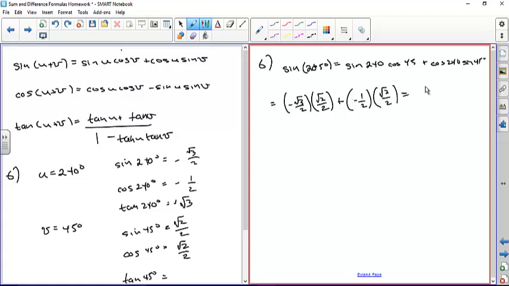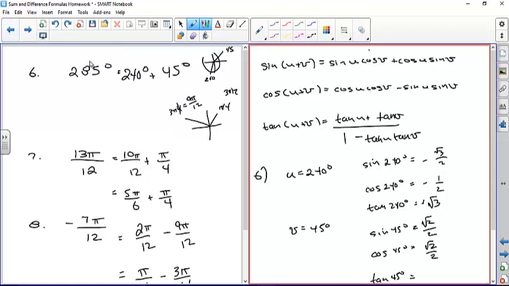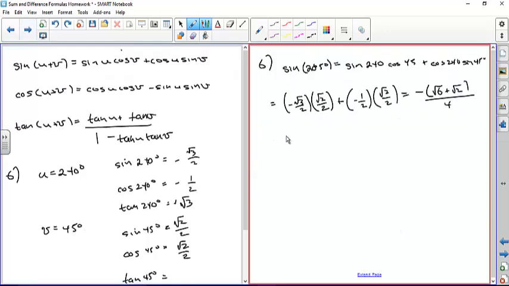And you can see we get negative the quantity, square root of 6 plus the square root of 2, all over 4, which is very close to negative 1. And if we look at 285, 285 is about right here, because this is 270, so it's very close to that. So it should be close to negative 1, so that's good, makes sense.